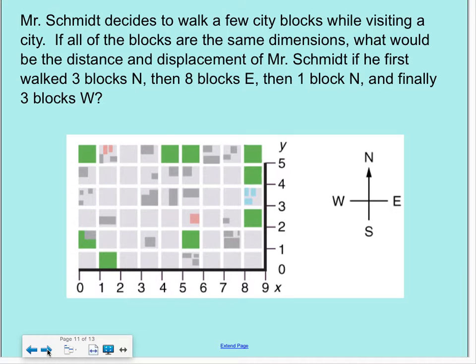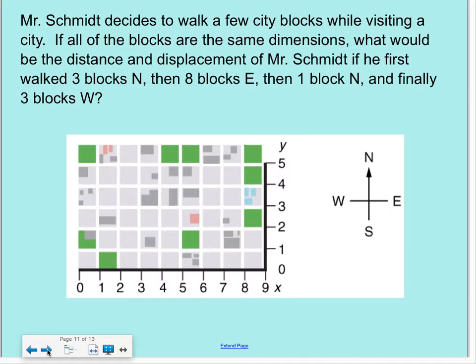All right, so this is an example. Like I said, on this example, I'm going to give you a better definition for what displacement is. If you were able to pronounce my name correctly, that would be beneficial. But Mr. Schmidt decides to walk a few city blocks while visiting a city. If all the blocks are the same dimensions, what would be the distance and displacement of my walk, if I first walked 3 blocks north, then 8 blocks east, then 1 block north, and finally 3 blocks west? Okay, so we're going to draw it out first because it's probably helpful to have a visual.